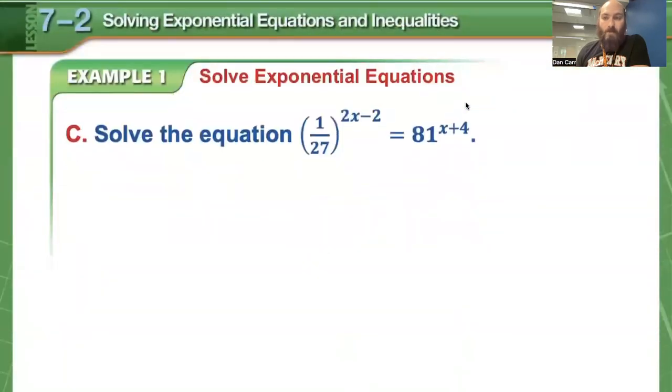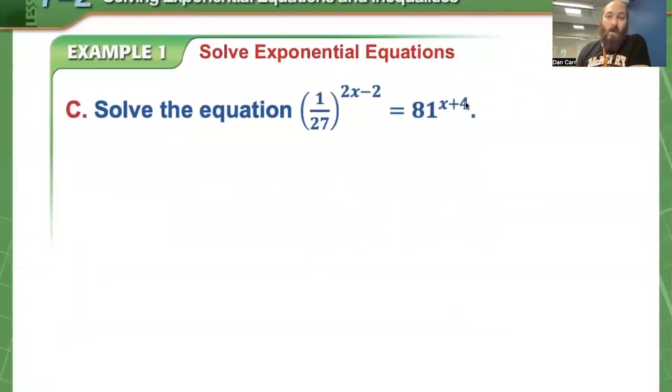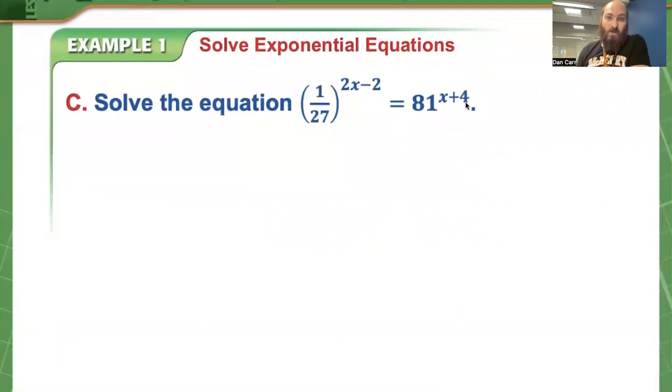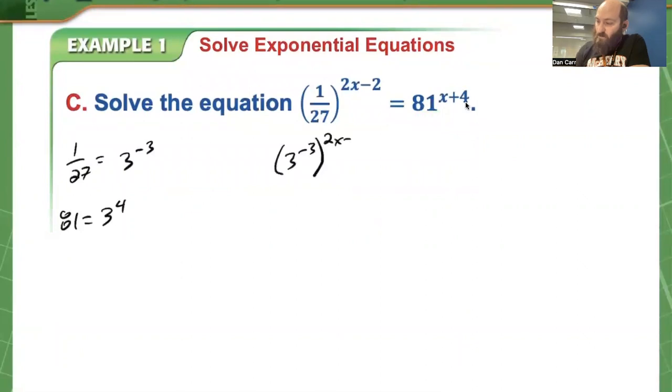All right, so it looks a little bit harder. And that's because we have to deal with negative exponents. Okay, so because I don't have a direct connection between the 27 and the 81, we're going to do both of them as base 3. So 1 over 27 is the same as 3 to the -3. 81 is the same as 3 to the 4th. So I'm going to rewrite this as 3 to the -3 raised to the 2x minus 2 power.